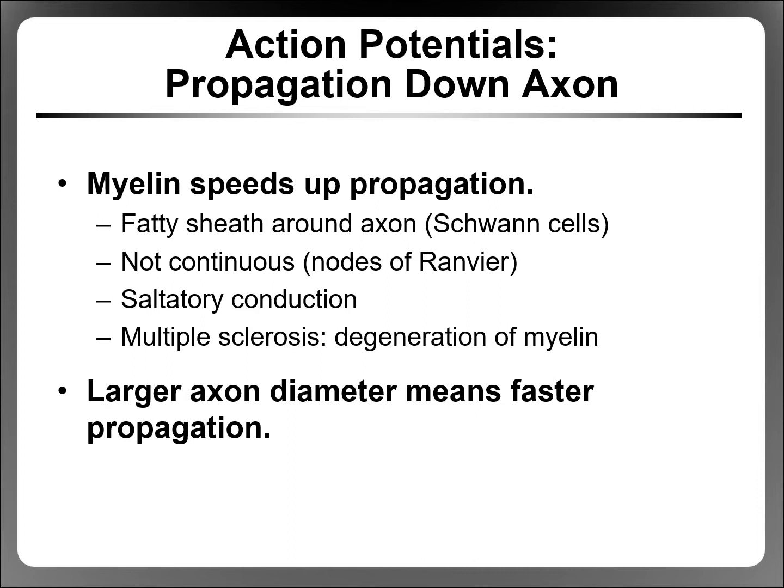Myelin sheaths are fatty sheaths that surround an axon that are produced by Schwann cells. These cells are not continuous and are separated by nodes of Ranvier. This produces saltatory conduction. This occurs by having the signal hop from node to node down the length of the axon. A disease that is caused by the degradation of the myelin sheath is multiple sclerosis. The larger the axon diameter, the faster the propagation. So this means large myelinated axons are going to transmit signals faster than smaller or unmyelinated axons.